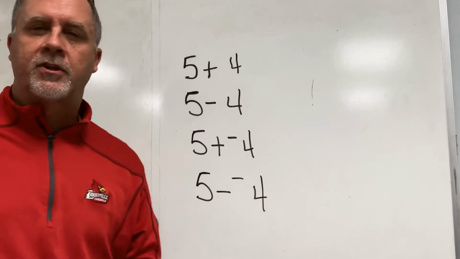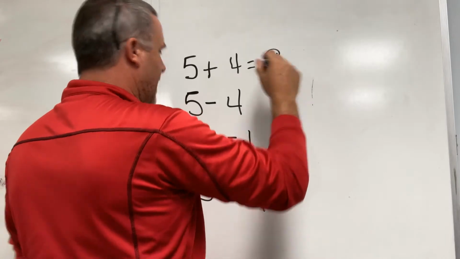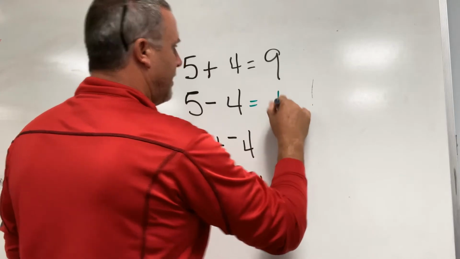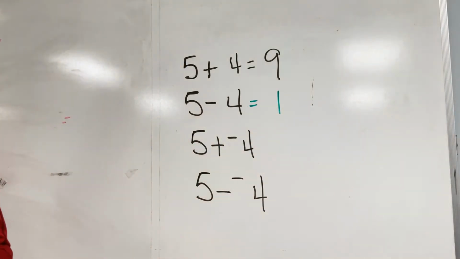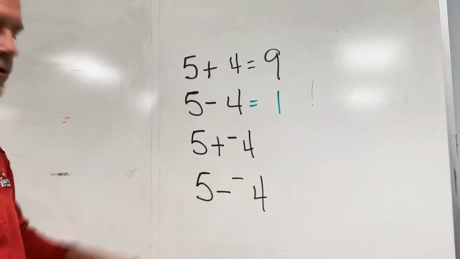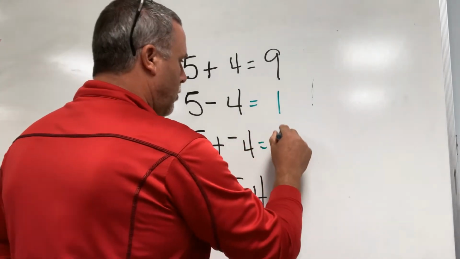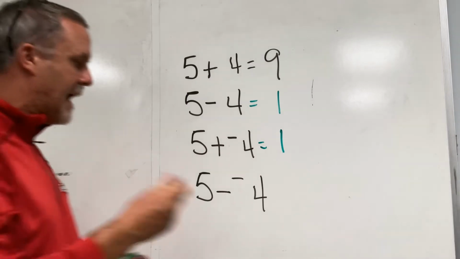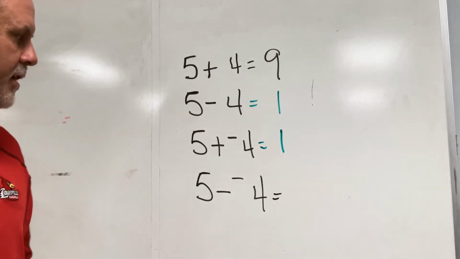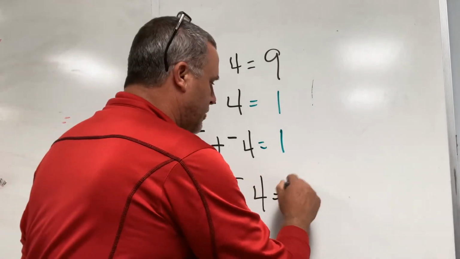Okay, so I want you to watch something. 5 plus 4, that's easy. It equals 9. 5 minus 4, we know that. It's easy. That equals 1. Now let's watch something here. 5 plus a negative 4. If you use the number line way that I showed you, or if you want to use a calculator real quick, 5 plus negative 4 equals 1. And then 5 minus negative 4, if you use the number line way, also equals 9.